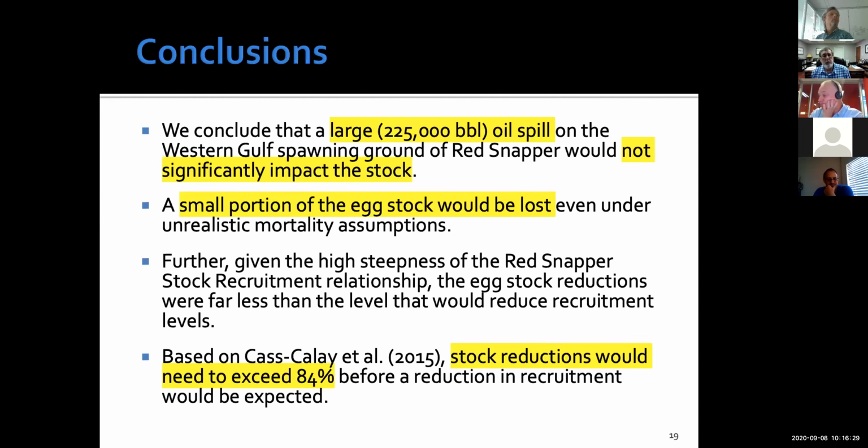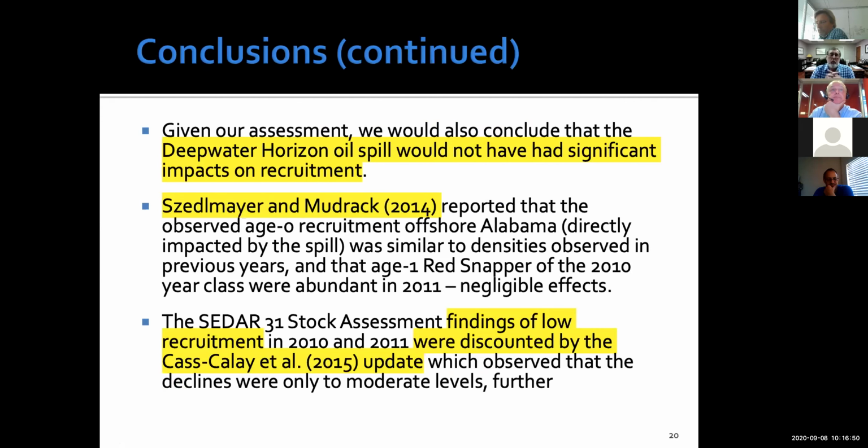Further, given the steepness of the stock recruit relationship, the egg stock reductions were far less than the level that would be necessary to reduce recruitment. In fact, you need about an 84% reduction to get a decrease. And our assessment agrees with the Deepwater Horizon assessment that that spill did not have a significant impact on red snapper recruitment. Those findings are confirmed by a couple of other published studies, at least.